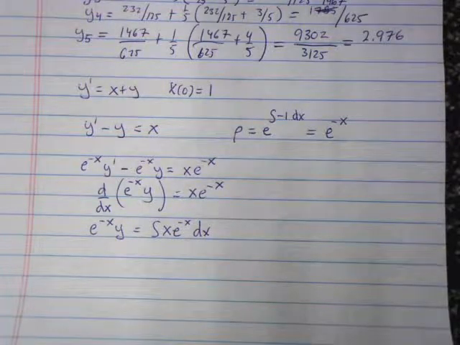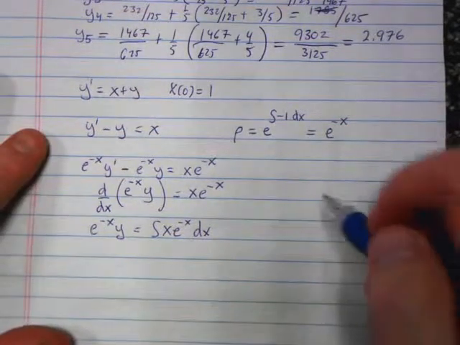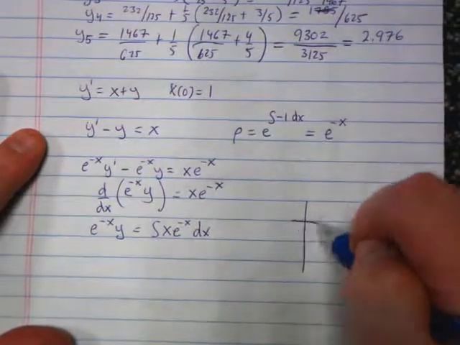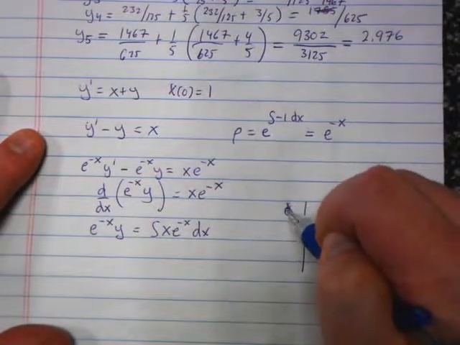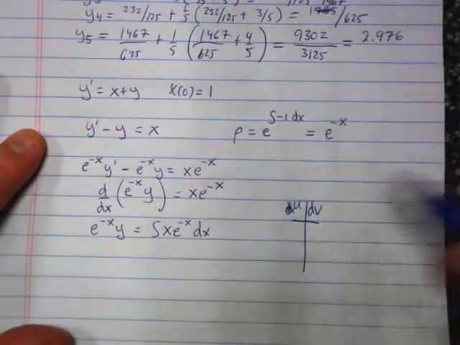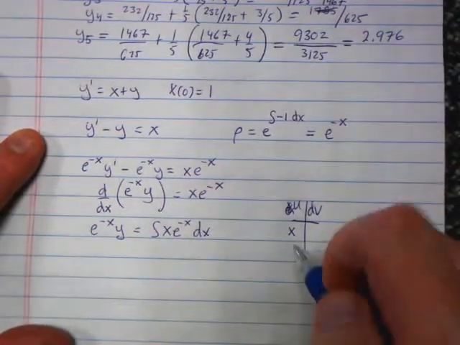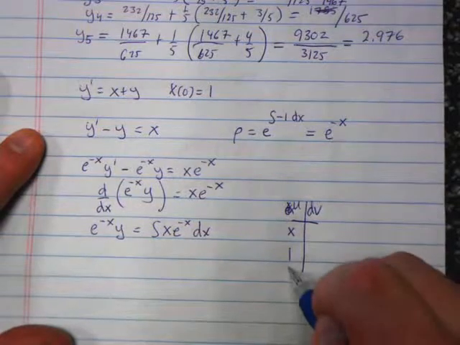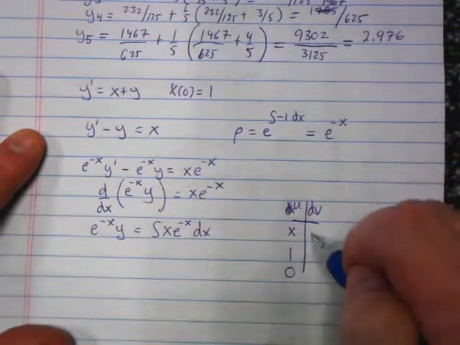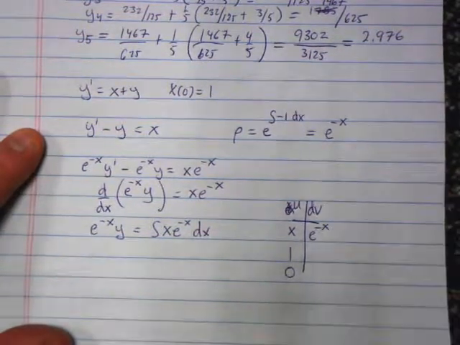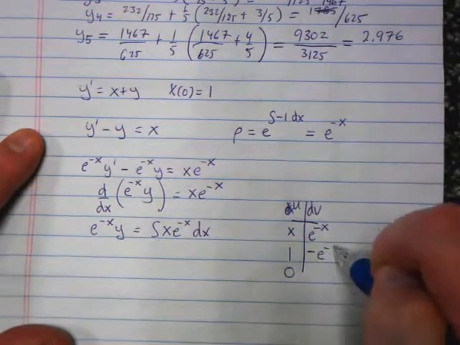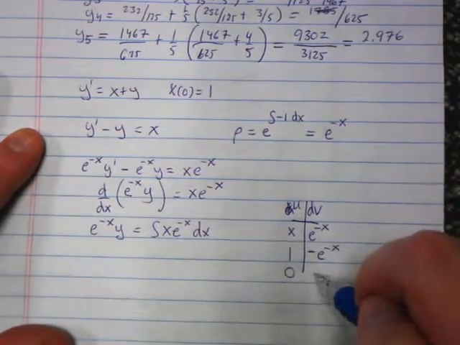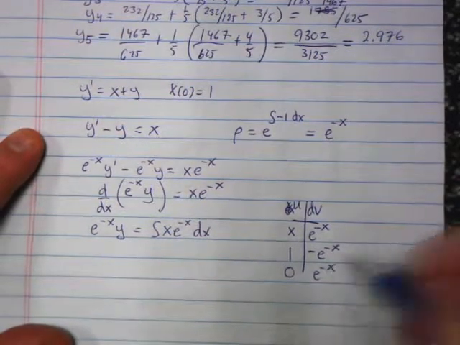I use integration by parts, and I'm going to use a tabular method, okay? U and dv. U is going to be x. The derivative of x is 1. The second derivative of x is 0. dv is going to be e to the negative x dx. I integrate once, I get negative e to the negative x. I integrate again, e to the negative x.